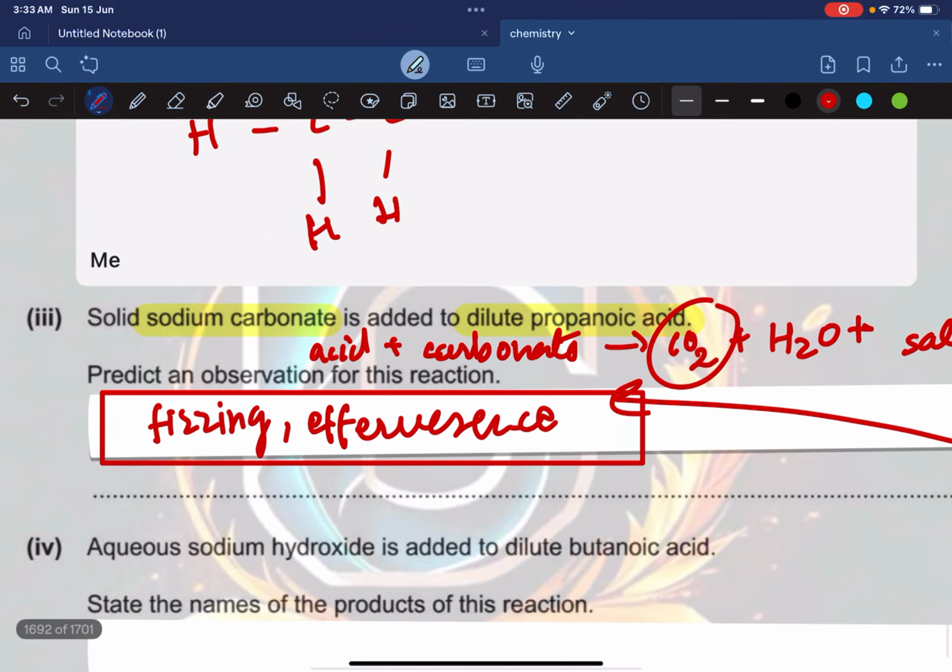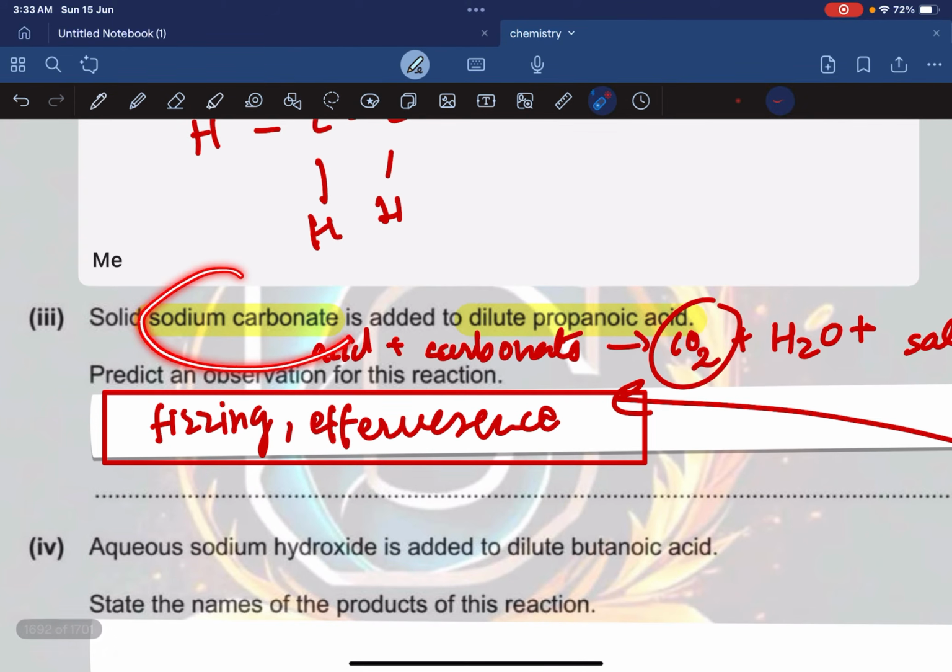But you can also write that this solid sodium carbonate is going to disappear or decrease in mass, because we don't know either acid is in excess or not. So let's not take a risk by writing this.